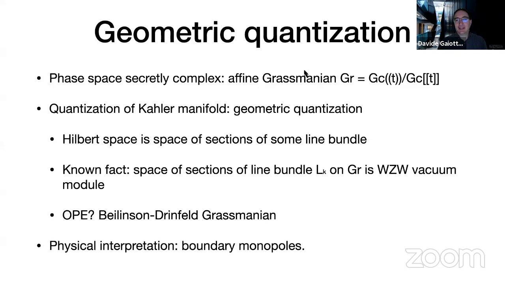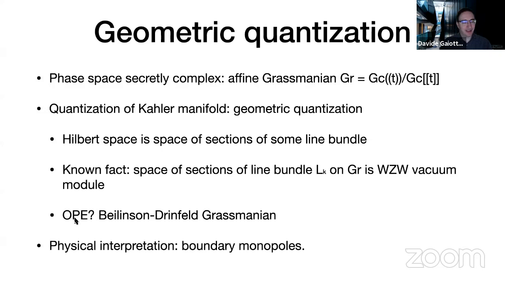This is a very well studied space. And so when you do geometric quantization, if you have some algebraic geometer available in some nearby office, you can ask him questions about the space of holomorphic sections of some line bundle on the affine Grassmannian. And he'll tell you, or she'll tell you, that this is the same as the WZW vacuum module. So a way to recover the WZW model is to take holomorphic sections of some line bundle, essentially the Kac-Moody, or some basic line bundle on the affine Grassmannian. And using this technology, you can actually understand the OPE as well.